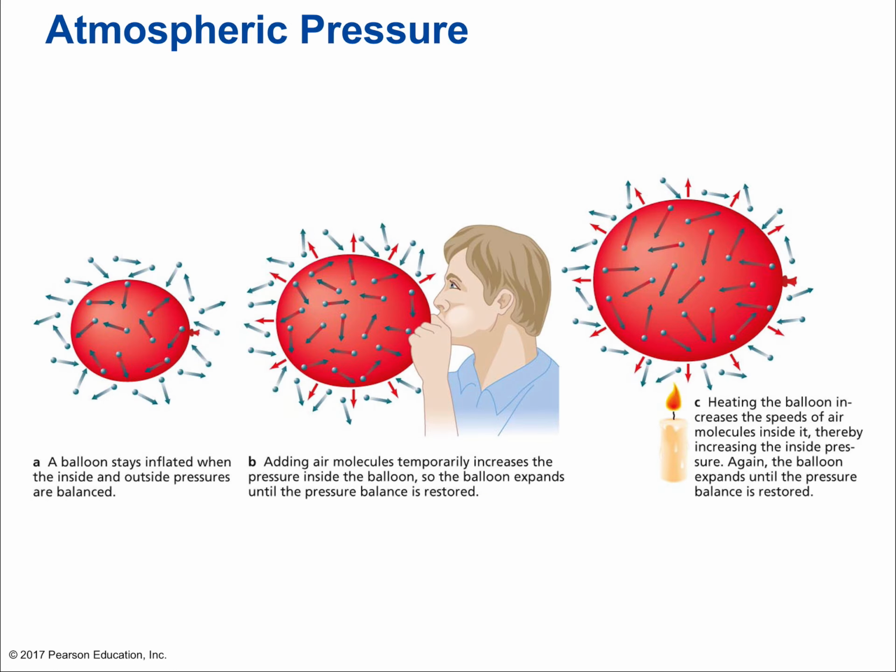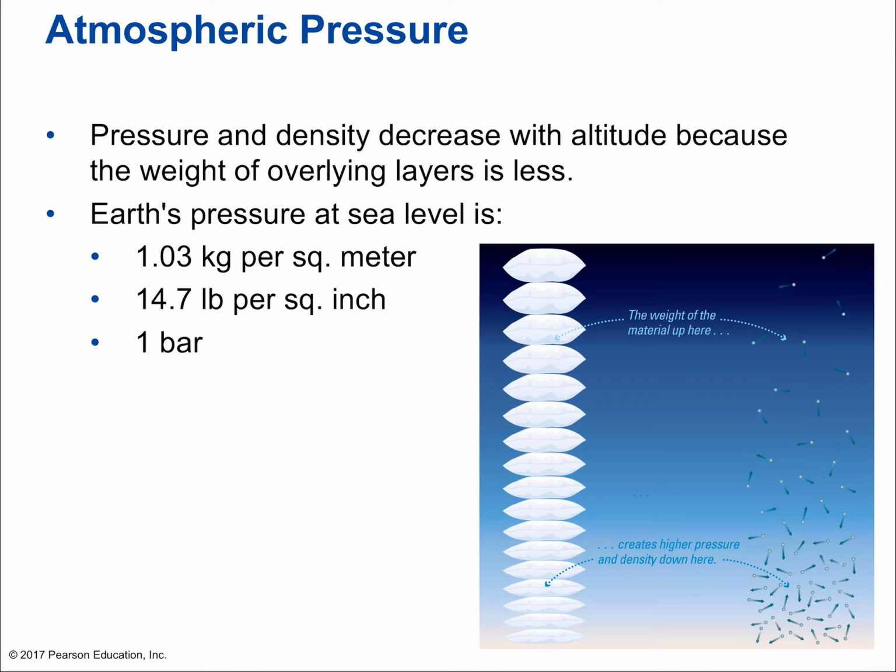You heat something up and it becomes bigger because the molecules bounce around more, right? Exerting more pressure on whatever contains those molecules. That's the example here with a balloon, okay? So another way to think about pressure is we can think about stacking gases on top of each other. So pressure and density decrease with altitude because the weight of the overlaying layer is less.